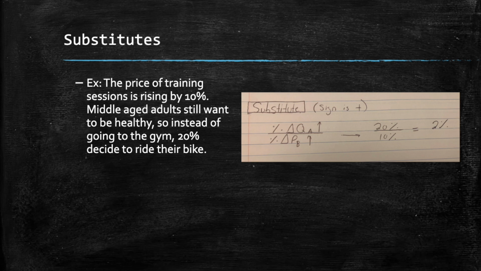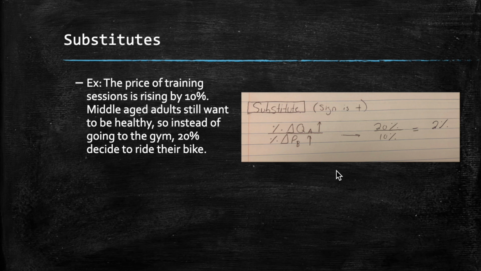So let's just start with this. An example: the price of training sessions is rising by 10%. That is the price, and middle-aged adults still want to be healthy. So instead of going to the gym, 20% decide to ride their bike and partake in outdoor activities that still help with their health and wellness, but they're not going to the gym because the price is rising by 10% with the training sessions. Let's look at how we compute this.